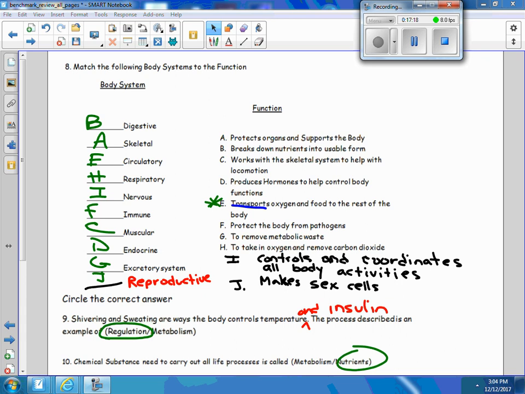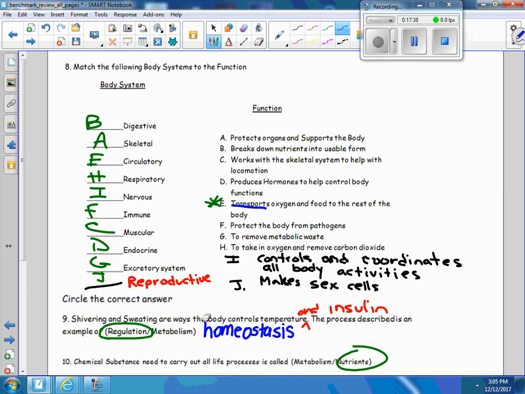Shivering and sweating. Let's look at number 9. Are ways the body controls temperature and insulin. The processes that are described are called regulation. Another word for regulation starts with an H: homeostasis. Please write this down, homeostasis. Homeostasis and regulation are synonyms. That means they mean the same thing.